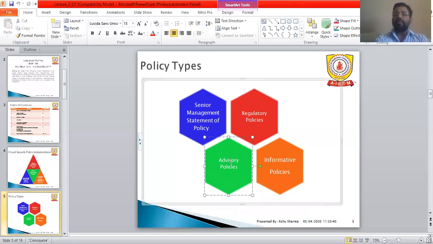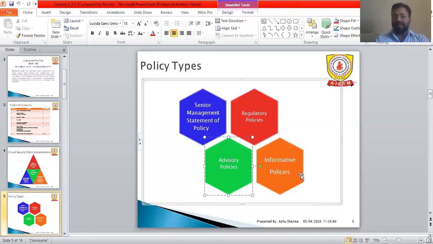Next is the advisory policy. An advisory policy is not the decision of any individual in a company or organization. In order to float such a policy, we have to make adjustments with each and everyone, and this cannot be enforced. As per everyone's suggestions, a common decision will be made and then it will be deployed in the organization structure.